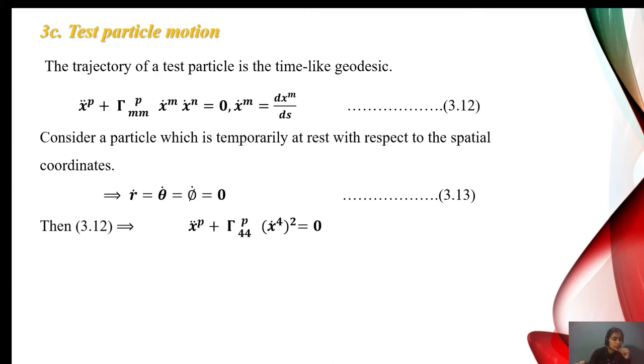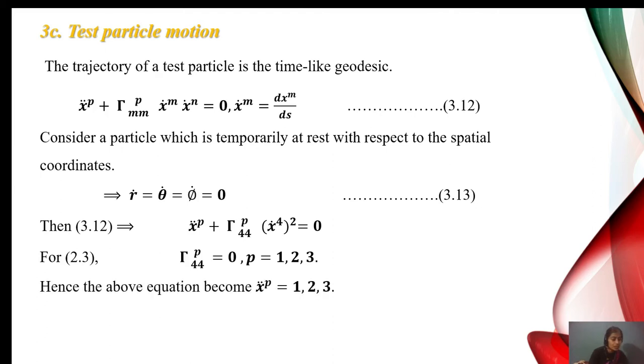Then we get x double dot p plus gamma p 4 x dot 4 whole square equals 0, because both of these values are given in the equation. Then gamma p 4 equals 0, for p equals 1 to 3, because the last value is given in that form. Hence the above equation becomes x double dot p equals 0 for p equals 1, 2, 3.